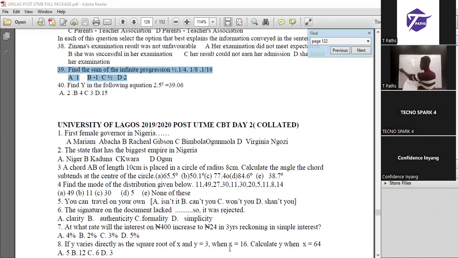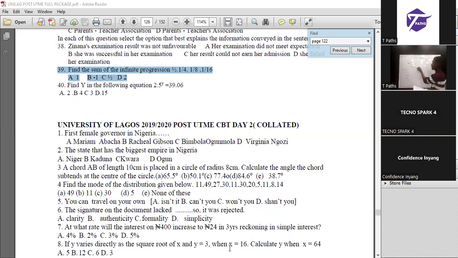Now, where is the series? This is the series: 1 over 2, 1 over 4, 1 over 8. Obviously, we have to calculate r, right? And my r is just 1 over 4 divided by 1 over 2. So I have 1 over 4 times 2 over 1, which is 1 over 2. So this is my common ratio.